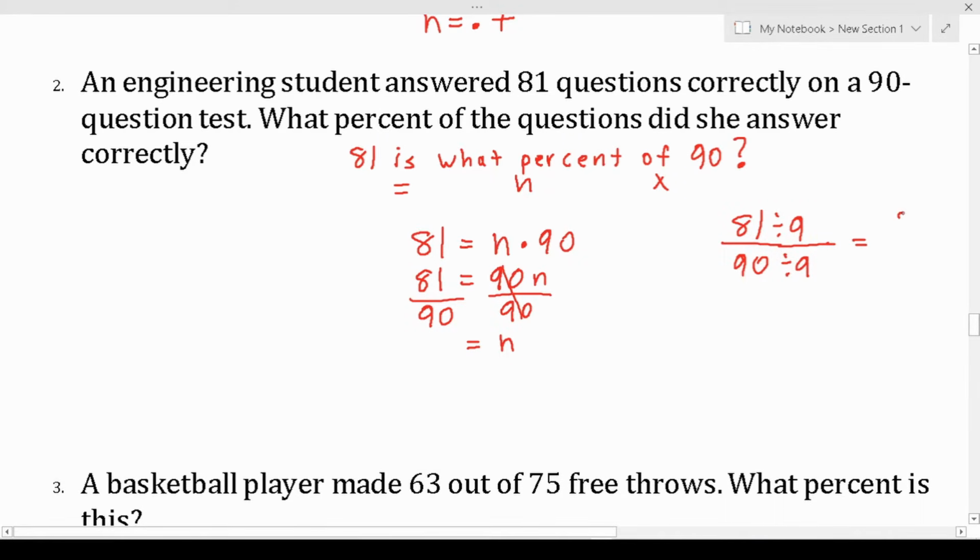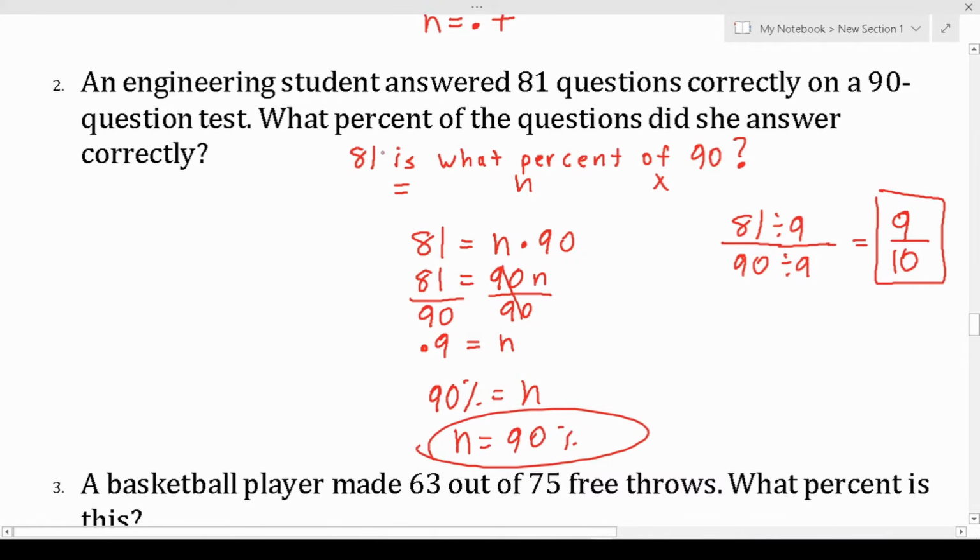81 divided by 9 is 9. 90 divided by 9 is 10. And more often than not, most people can convert this to a percent pretty easily. Again, 9 divided by 10 is 0.9, and we should know that 0.9 is 90%. In math, it's customary to write the variable for which you solved on the left, so this is n equals 90%. So to answer this question, the student got a 90%, or answered 90% of the questions correctly.